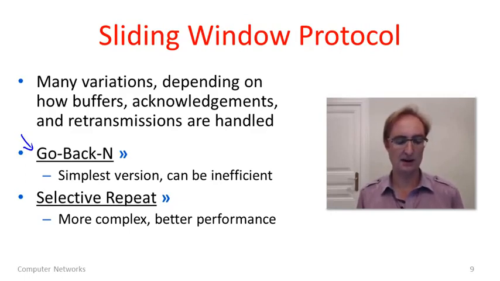One is called GoBackN. This is the simplest version. It's not terribly efficient when there are errors, but it's quite simple and you don't have to do much at the receiver or sender. And I'll also talk about a version called selective repeat, which is a little more involved, especially at the receiver. But on the other hand, it gives us slightly better performance. Or actually, it could be a lot better performance in the case when there are errors.